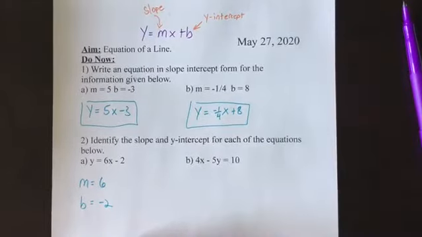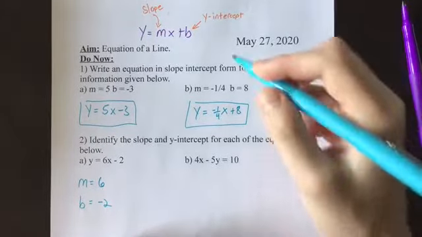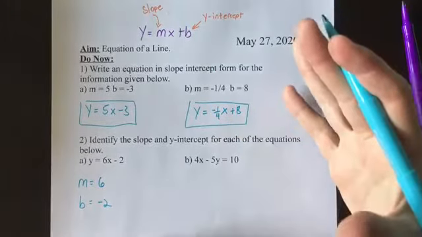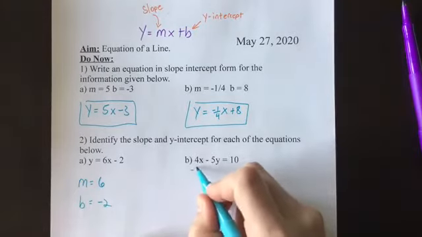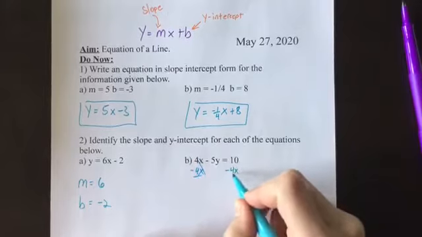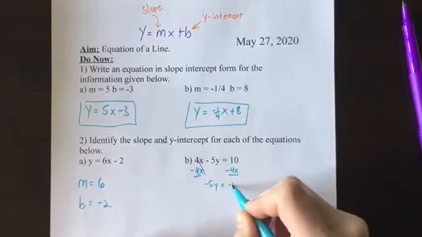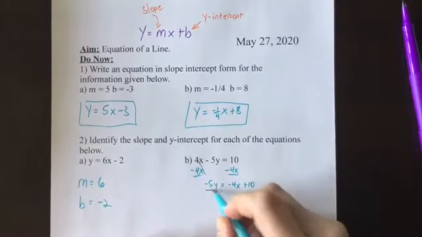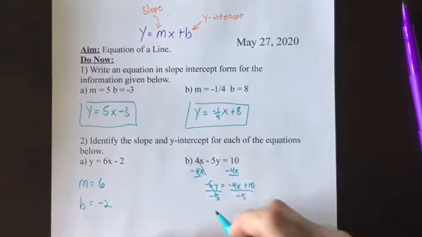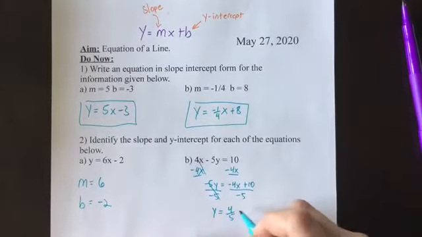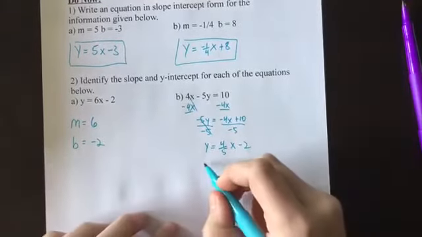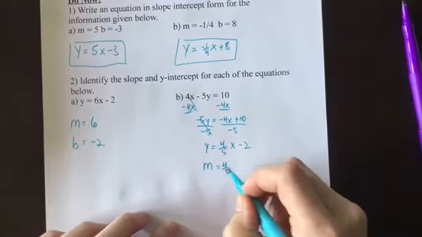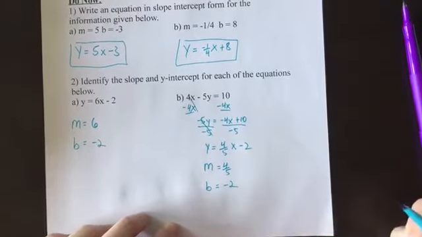On part b, 4x minus 5y equals 10. Well, that looks absolutely nothing like slope-intercept form, so I can't identify slope and y-intercept. I first have to change to slope-intercept form. So I must subtract 4x from both sides, make it negative 5y equals negative 4x plus 10, divide both sides by negative 5. We get y equals 4/5 x minus 2. Now that it's in slope-intercept form, I can determine the slope, which would be positive 4/5, and our y-intercept, which would be negative 2.